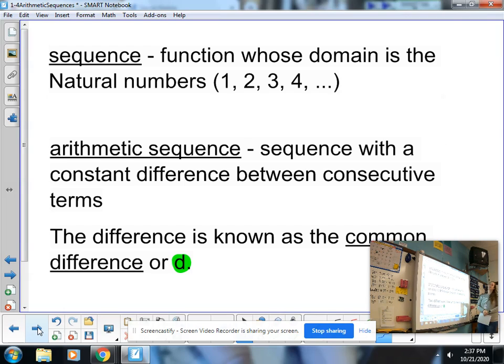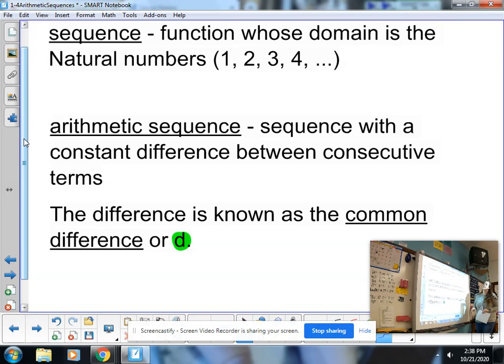So your sequence is some function whose domain is the natural numbers, 1, 2, 3, 4, 5. The natural numbers are all positive integers, and do not include 0. So this would be like the first term is this, the second term is this, the third term is this, the fourth term. So you're matching up whatever term you have in the sequence with the number in the sequence. An arithmetic sequence is a sequence that has a constant difference between each term.